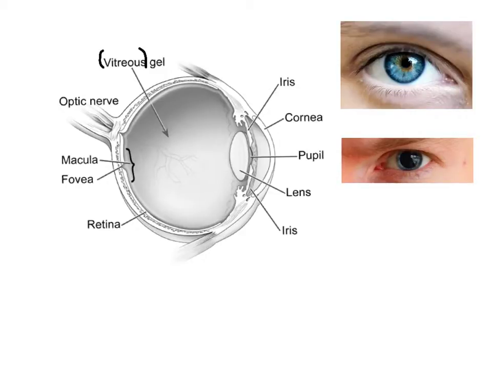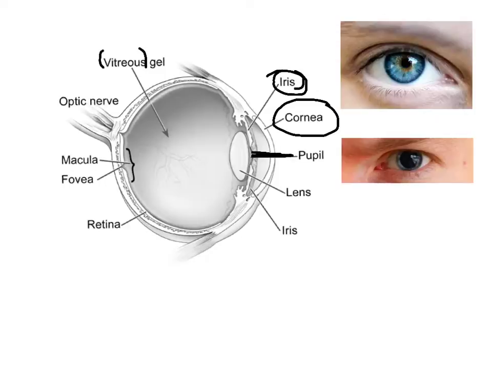So this is an explanation of how we see. Light first enters the cornea, which is like a clear covering that protects the eye, and it begins to focus. It goes through the pupil, which is just a hole, and the iris surrounds the pupil. It's just a bunch of muscles that either expand or contract based on the different amounts of light.